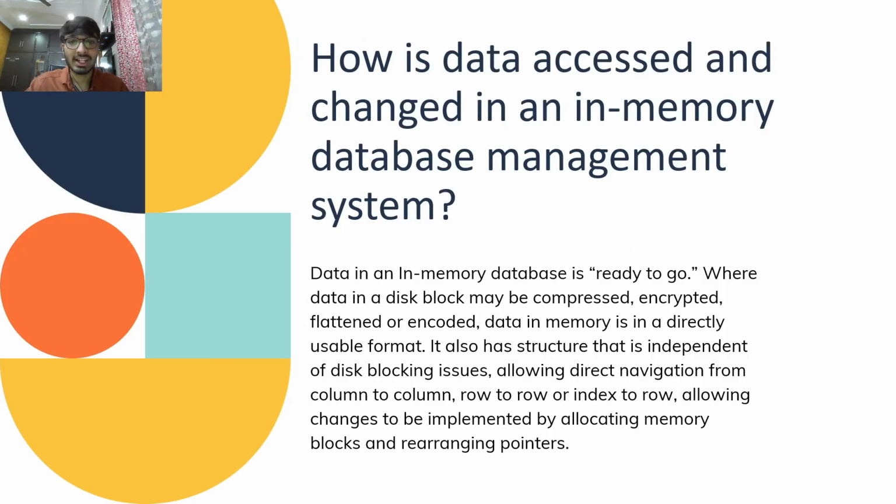So the next question that arises in our mind is how is data accessed and changed in an in-memory database management system? Data in an in-memory database is ready to go, whereas data in a disk block may be compressed, encrypted, flattened, or encoded. Data in memory is in a directly usable format. It also has structure that is independent of disk blocking issues, allowing direct navigation from column to column, row to row, or index to row, allowing changes to be implemented by allocating memory blocks and rearranging pointers.